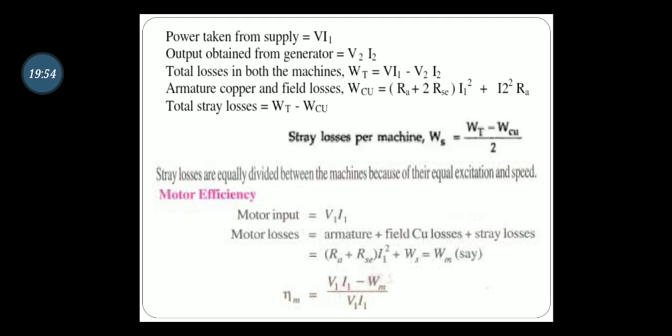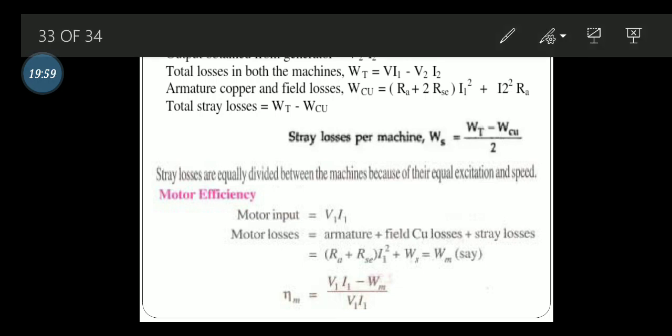Then the total losses in both the machines can be represented as the difference between the input power and the output power. The input power to the motor is V into I1, and the output power of the generator is V2 into I2. This gives the total losses, that is WT.